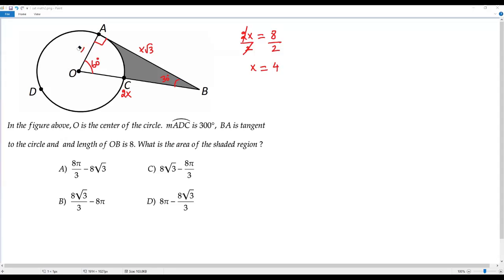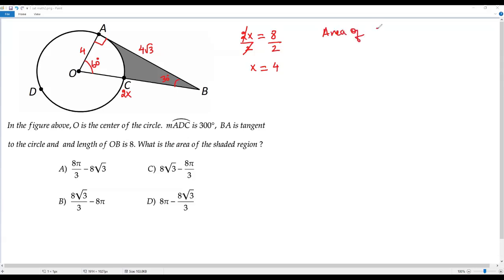Okay, now let's replace the x over here by 4. Then I'm getting 4 as the length of OA, and 4 times square root of 3 as the length of AB. I already have assumed this OA as the base of the triangle and this AB as the height of the triangle. Okay, now we can get the area of triangle OAB.